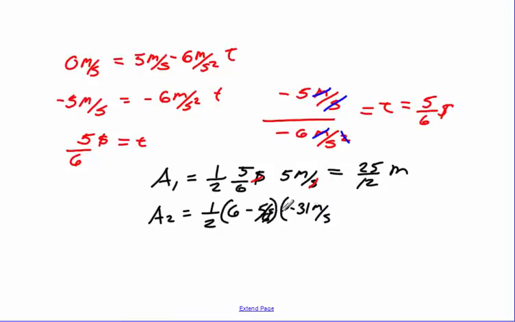And I should put seconds in there. Put that out there. And look what happens. Seconds cancel out. Seconds cancel out. Run that value there. And here you're going to get a negative value. And again, I'm going to leave it in a fractional form.